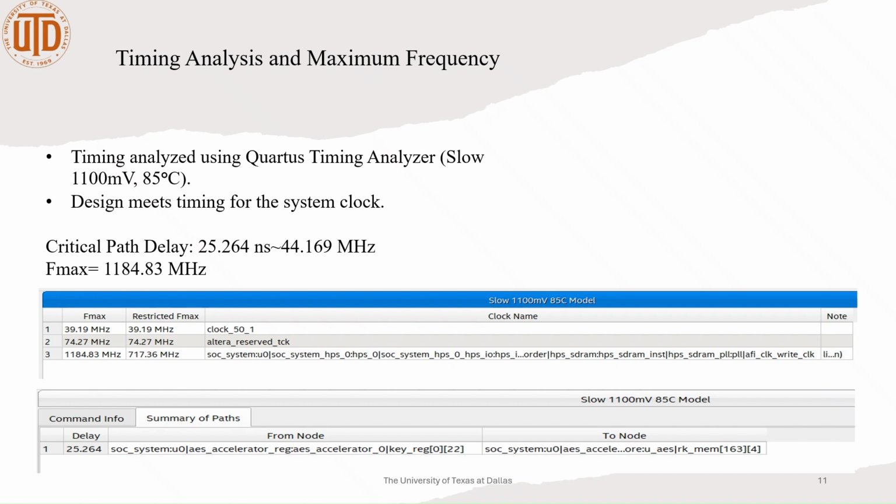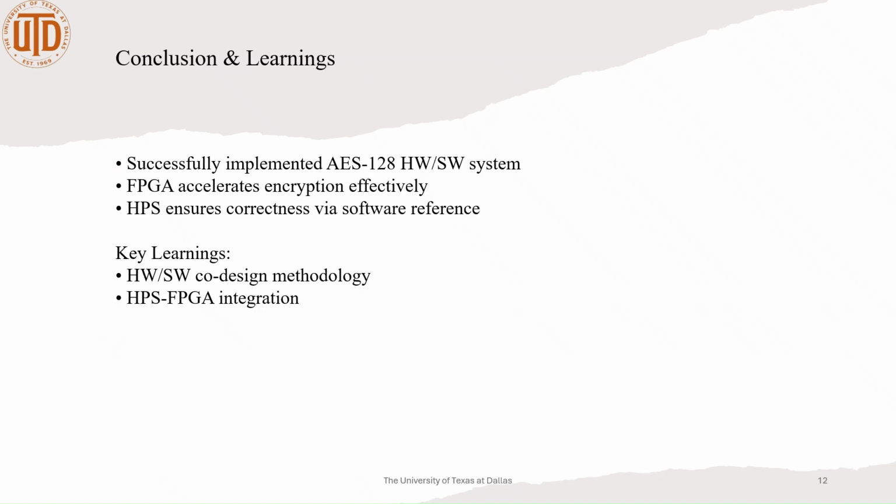Timing analysis is performed using Quartus timing analysis. The critical path is approximately 25 nanoseconds, which corresponds to a system frequency of around 39 megahertz, whereas when we report the Fmax summary, we get a maximum of 1184.83 megahertz.